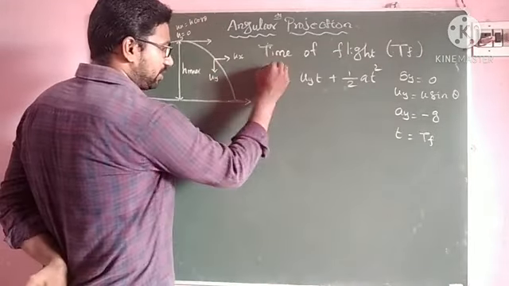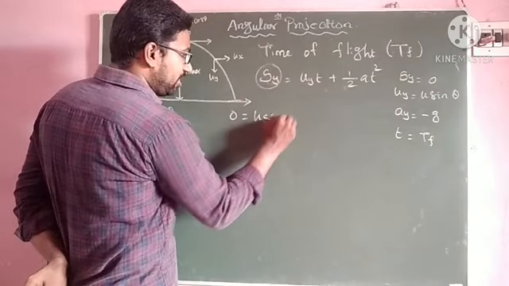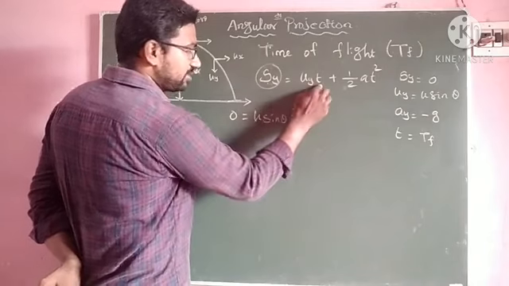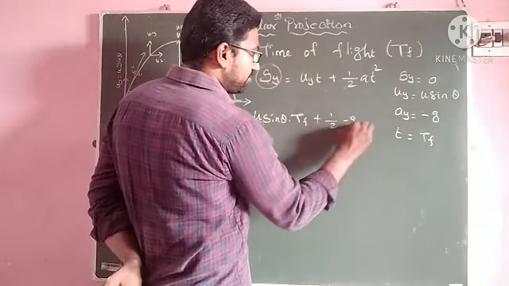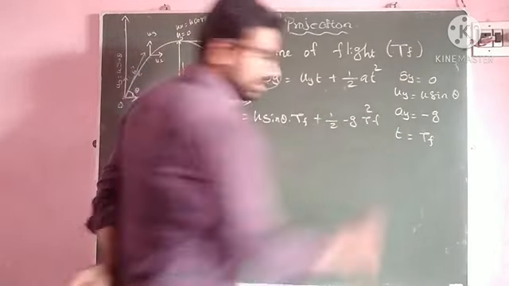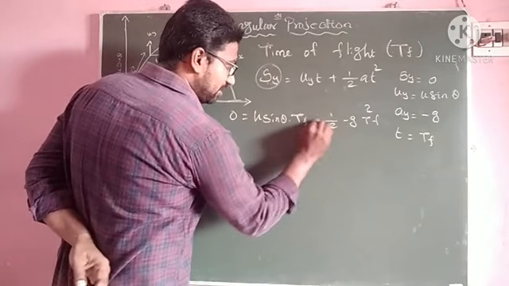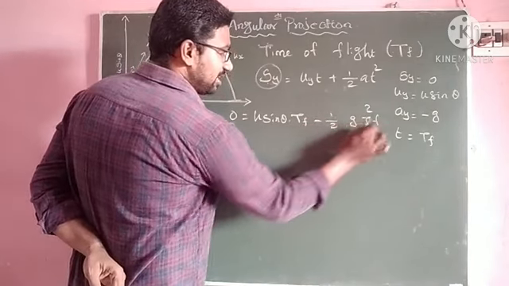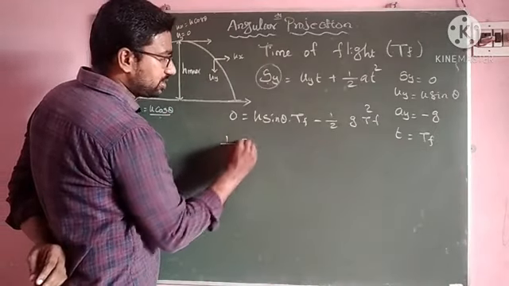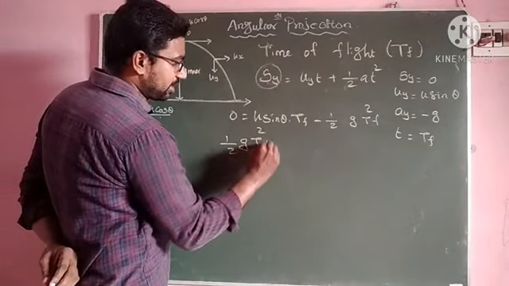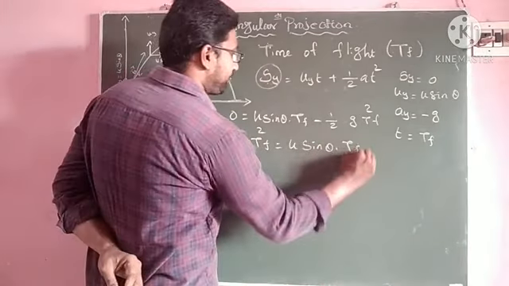The Sy value becomes 0. So 0 is equal to u sin theta into tf, that is the value of t, plus 1 by 2 into minus g tf square. I need the value of time of flight tf. So minus into plus is minus. So 1 by 2 g tf square, I am going to shift this side. So 1 by 2 g tf square is equal to u sin theta into tf.